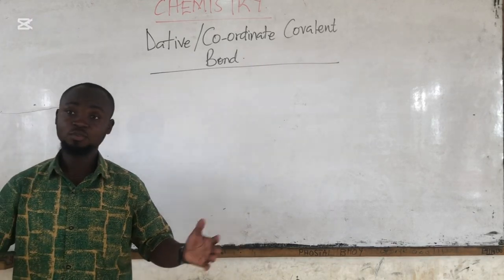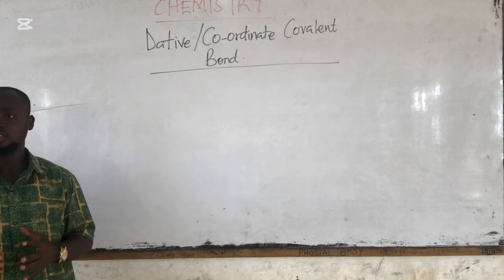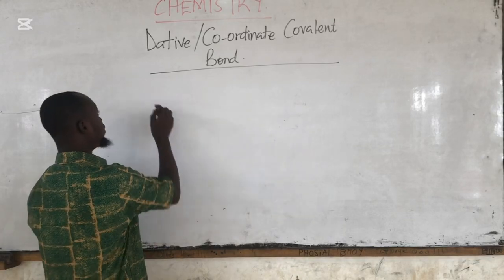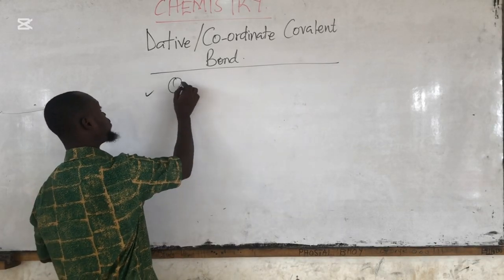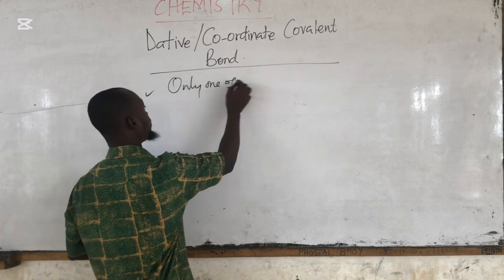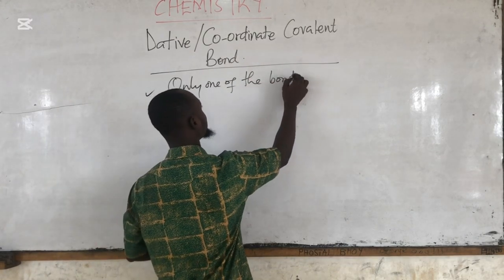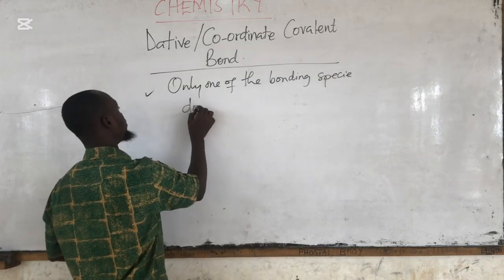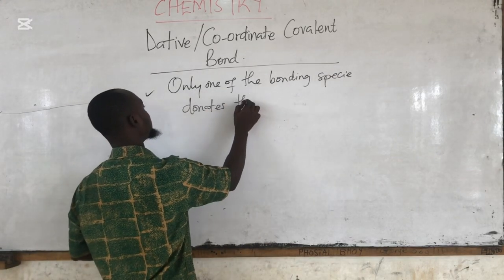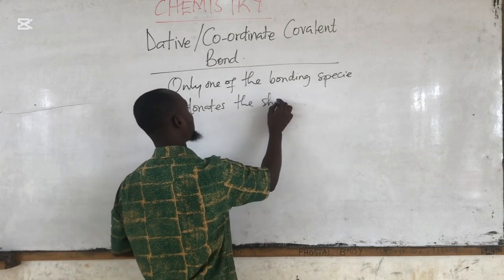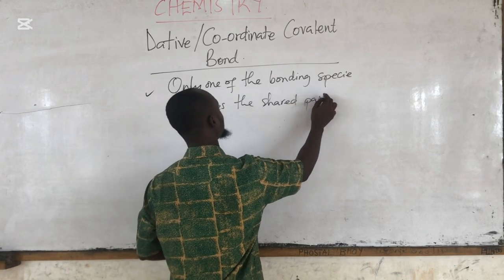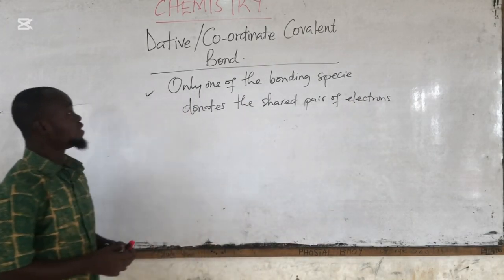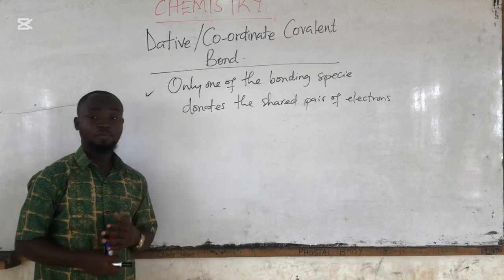pair to be shared. Only one of the bonding species will donate the electron to be shared. So for dative covalency, our keywords here are that only one of the bonding species donates the shared pair of electrons. Only one of the bonding species donates the shared pair of electrons.